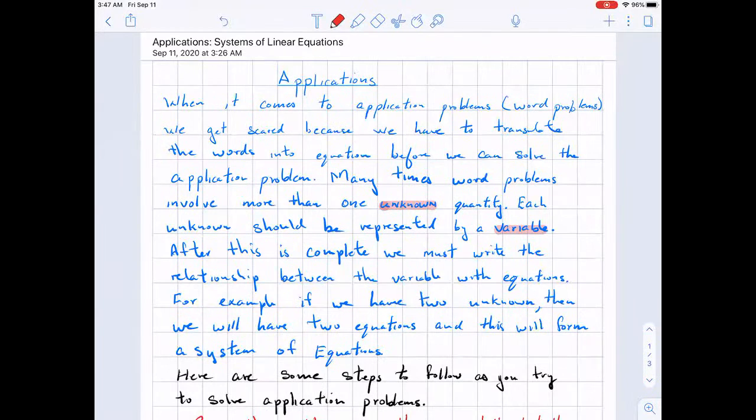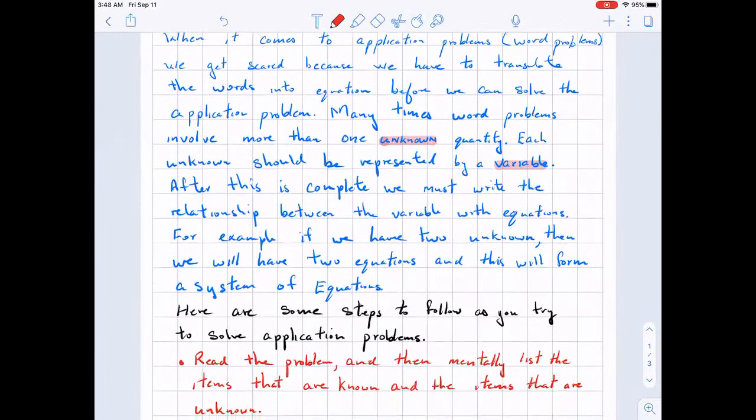Many times, word problems involve more than one unknown. Each unknown should be represented by a variable. After this is complete, we must write the relationship between the variables in the form of equations. For example, if we have two unknowns, then we will have two equations, and this will form a system of equations.